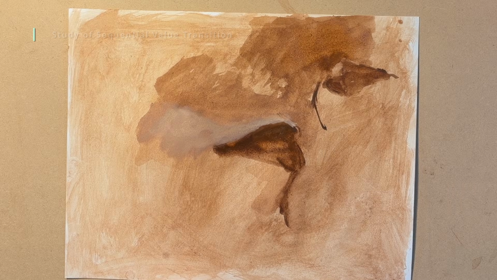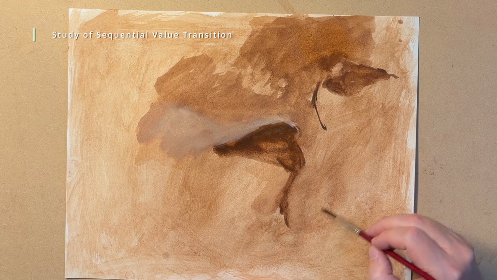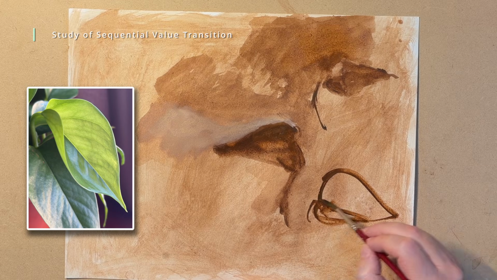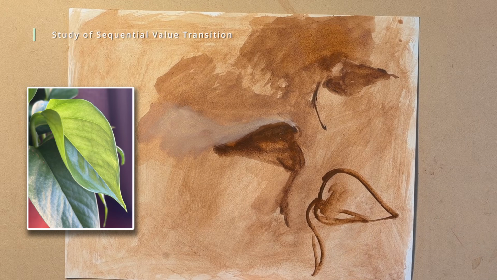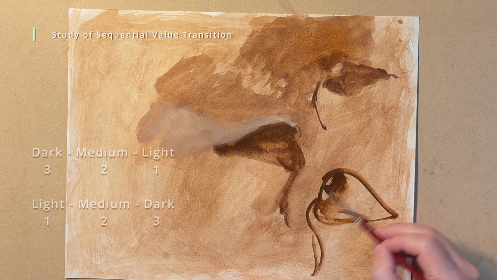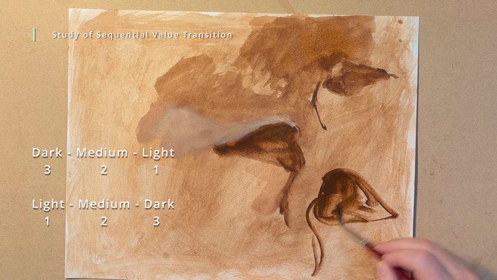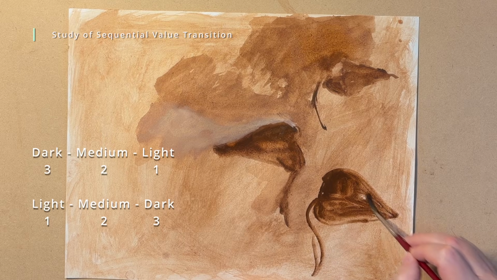Okay, let's add in our third leaf, right down here in the corner. This will be the sequential transition. And again, just kind of playfully placing it in. The sequential transition is maybe a little more straightforward in the sense of we're going from dark to medium to light, or light, medium to dark, everything in order, in a sequence, right? 1, 2, 3, 3, 2, 1.